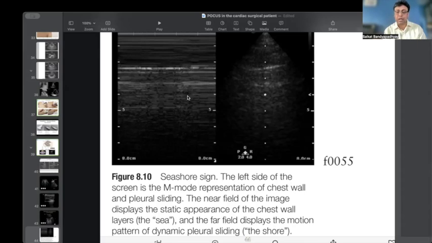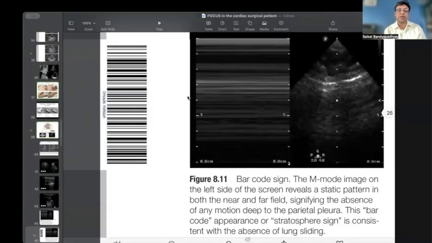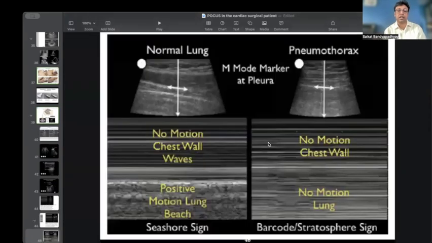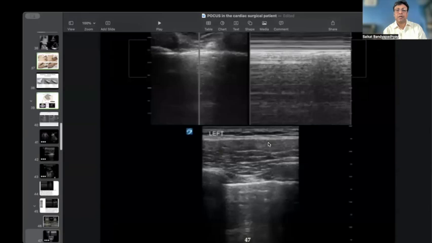If you don't see the seashore sign, this is called a barcode sign, where the patient has a pneumothorax and the lung is collapsed, and the entire thing is replaced by only horizontal lines. So there's only sea, there's no shore. This is called a barcode sign, or the stratosphere sign, which basically tells you the patient has a pneumothorax. So this is a comparison of the two things I've mentioned to you, right? Now, let's see examples.